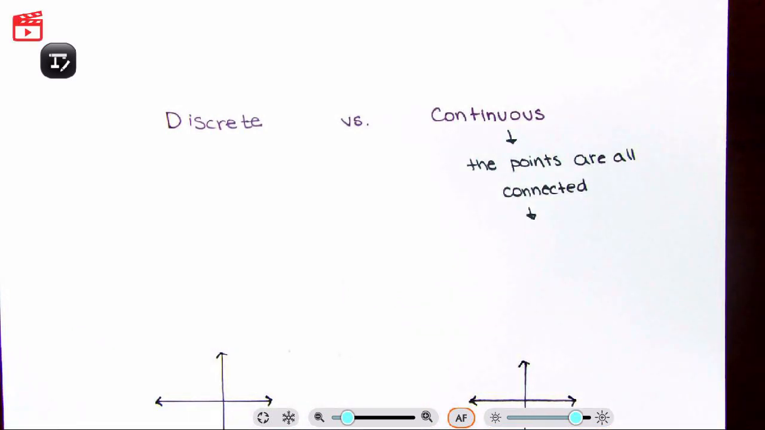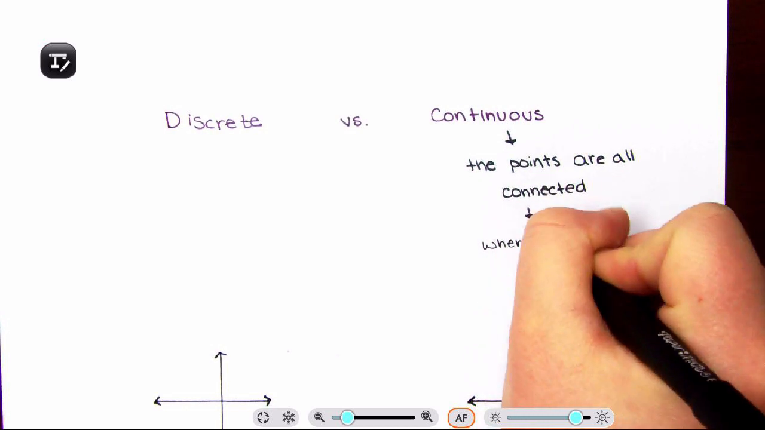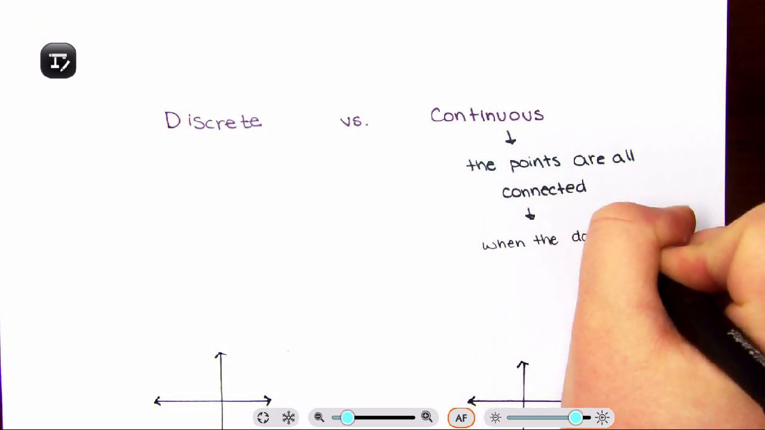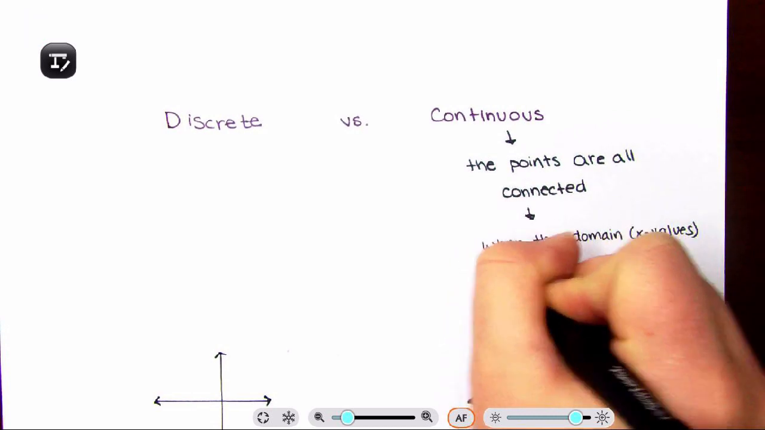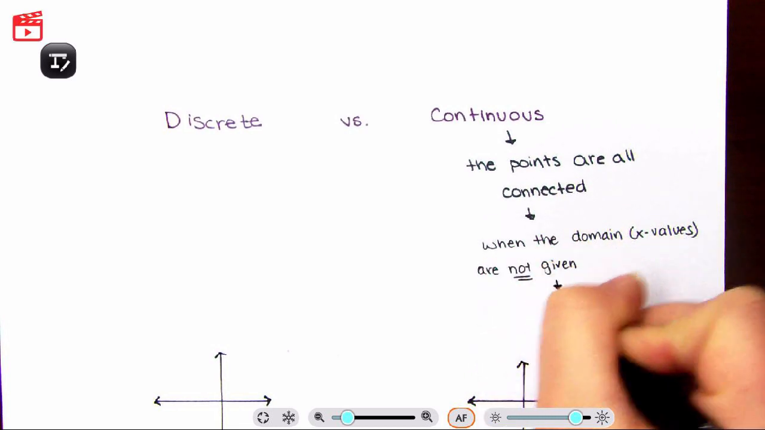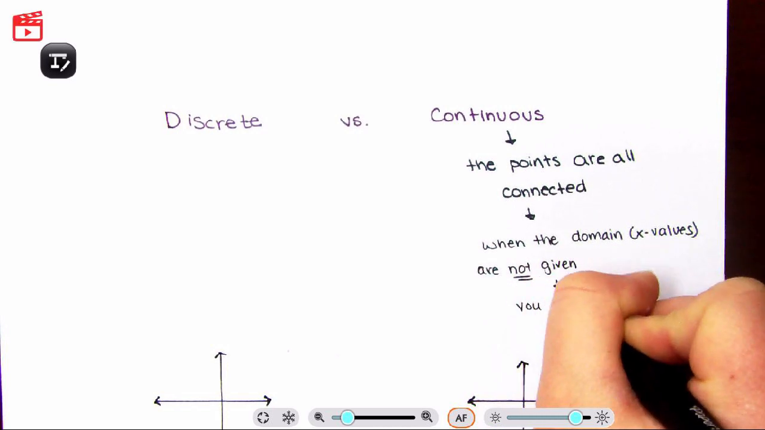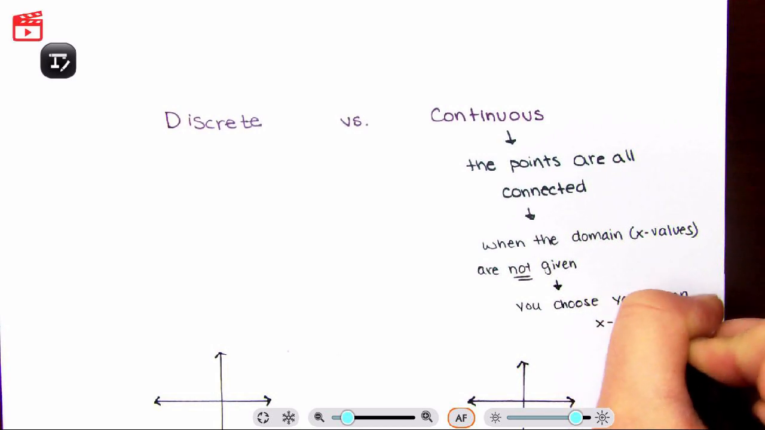So that means the range and domain are all of the points, unless there's something that is excluded. So for what we're dealing with when we are going to be graphing these exponential functions, it is continuous when the domain, so when the x values are not given. That means you choose your own x values to use.